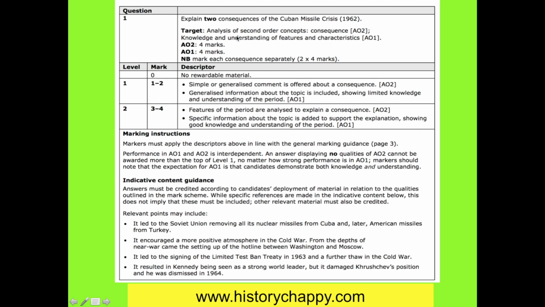The mark scheme, what's the AO1 and AO2? We're looking for 4 marks for AO1 and then 4 marks for AO2. AO1, subject knowledge. AO2 here, consequences. We're looking for features of the period that are analysed to explain a consequence. And then we need specific subject information showing good knowledge and an understanding of the period.